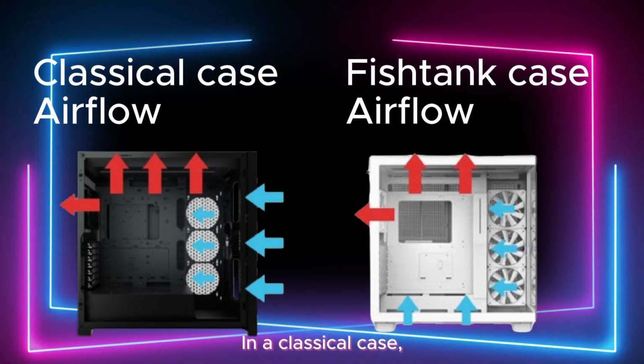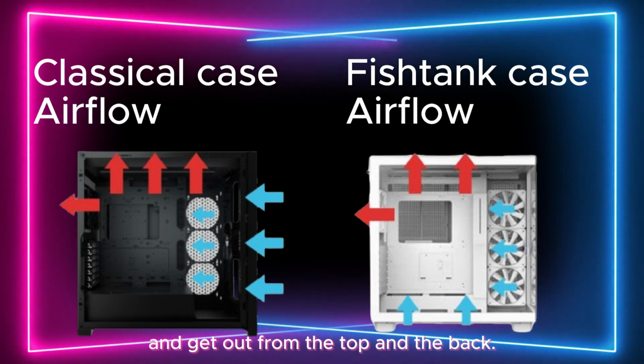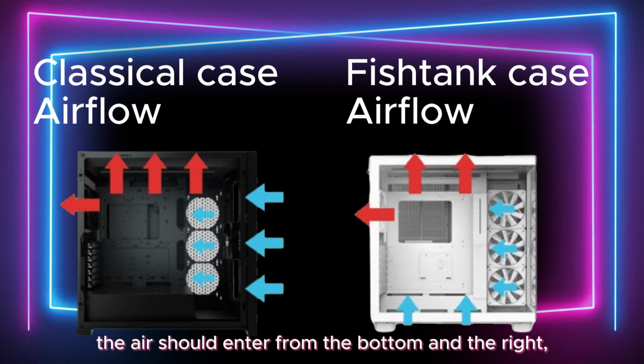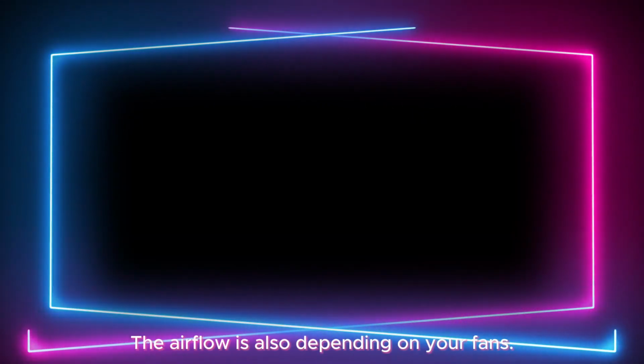In a classical case, a good airflow is when the air enters from the front, sometimes from the right, and gets out from the top and the back. In a fish tank case, the air should enter from the bottom and the right and get out from the top and back. The airflow also depends on your fans.